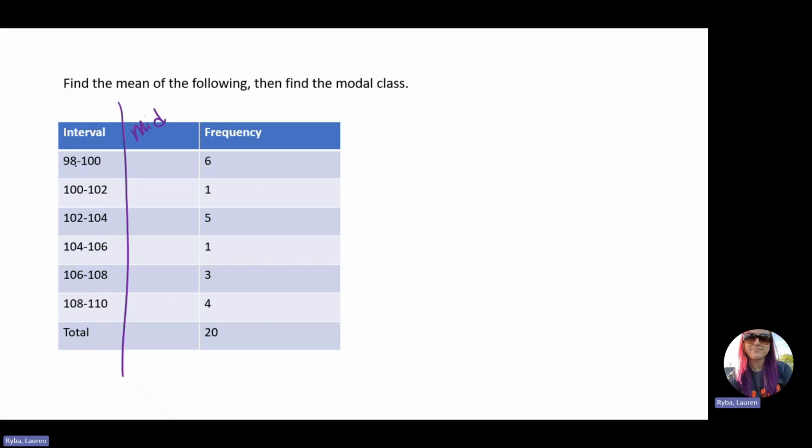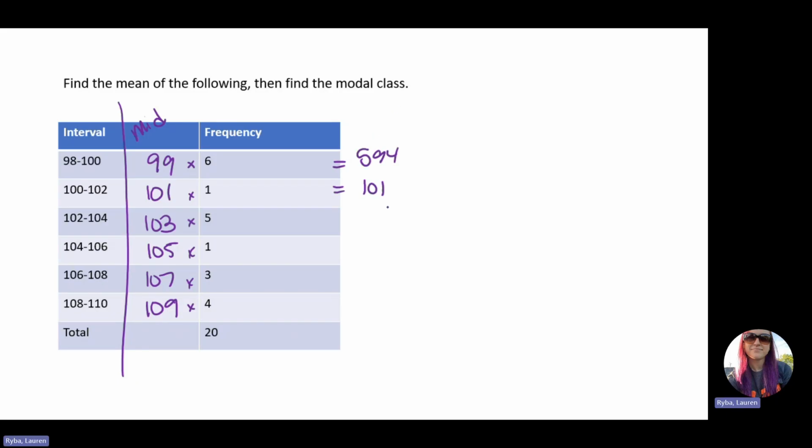But I can look at these and say the middle of 98 and 100 is 99. The middle of 100 and 102 is 101. And then I should be able to just see the pattern: 103, 105, 107, and 109. So I'm then going to multiply each by their frequency.